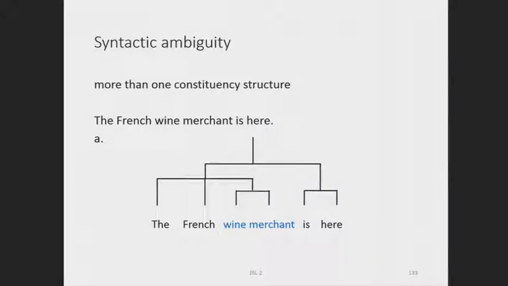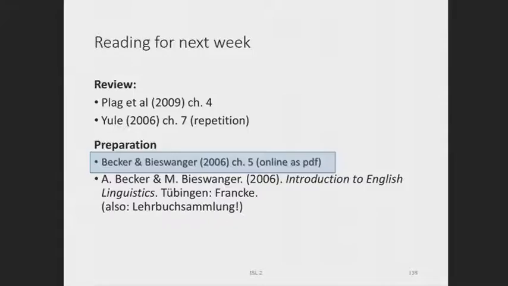And this is, I think, one of the most cited examples. The French wine merchant is here. Same thing. Depends on, do I parse French as being part of this noun phrase and modifying wine merchant? Or is it this noun phrase modifying the wine? All of this you can read up on also in Plag and Yule, chapter 7.